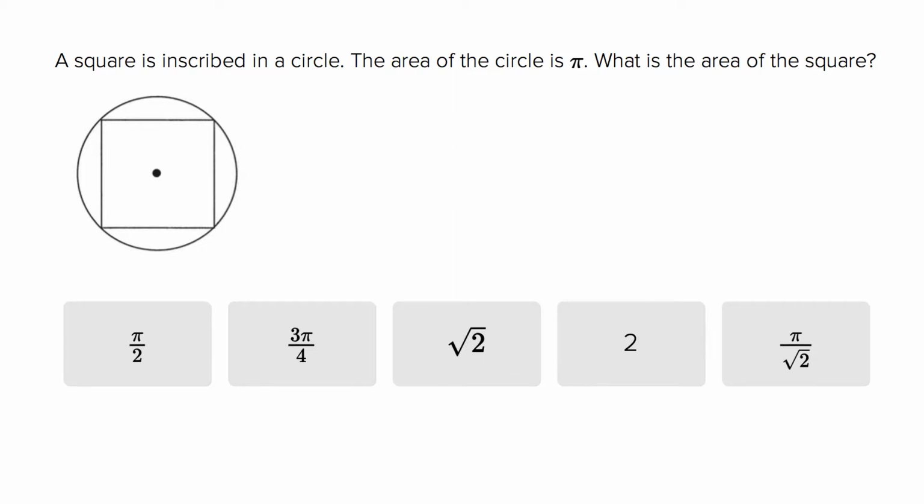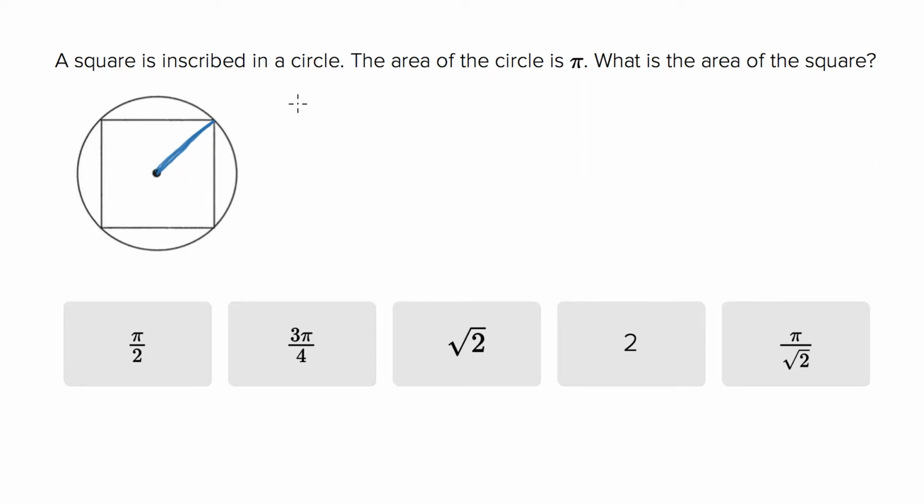So we need to somehow connect the circle and the square. The way I like to connect it is here. If we knew this distance, that would tell us stuff about both the circle and the square. And we can calculate that for both the circle and the square, right? That's half the diagonal of the square, and it's also the radius of the circle.